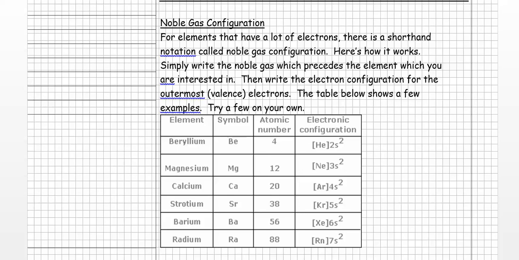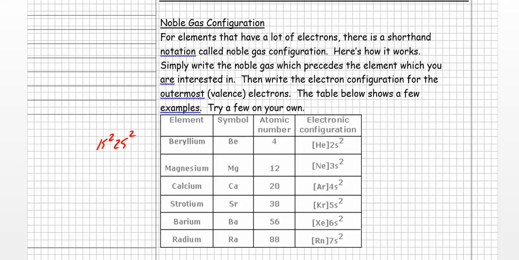So we write the noble gas configuration by going to the previous noble gas. So instead of writing 1s2, 2s2, we're going to write a shorthand. The previous noble gas was helium. So we simply write helium in brackets just like this, and then write the last 2 electrons, in other words, the valence electrons after that. So it's helium in brackets, and then followed by 2s2.